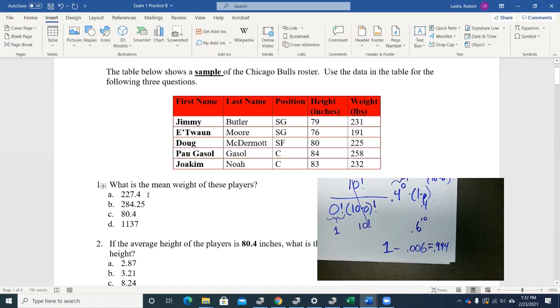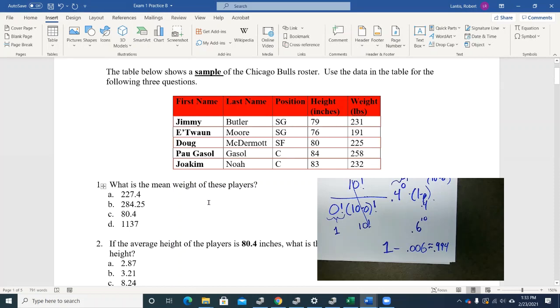I can guarantee you I will ask you for the mean of a small data set on question number 1 of the exam, okay? All you have to do is look at that weight variable, add those values up, and divide by the number of numbers we have. So 231 plus 191 plus 225 plus 258 plus 232, divide by 5 numbers, right? So divide by 5.